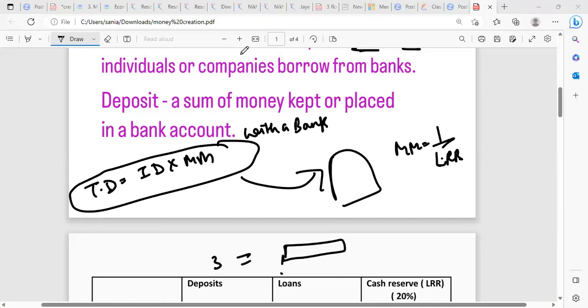Ma'am, what's the value for initial deposit? 1000 only. Okay, ma'am. Yeah, 1000 and this is 20%. Same, whatever we discussed.